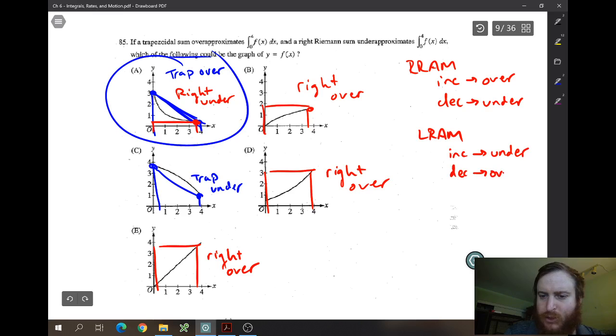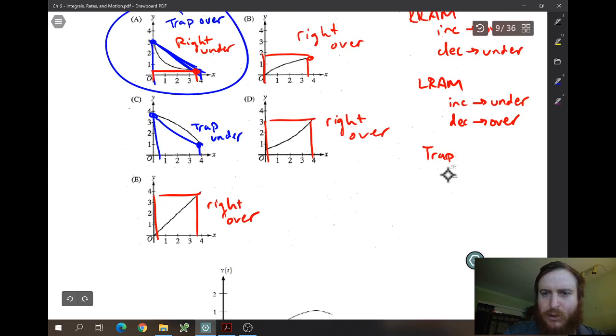I just find that we have so much to memorize in calc already that this isn't worth it to me when it's pretty easy to do it on our own, but I'll leave it up to you, okay? And so trapezoid's concave up, concave down. Whenever we have concave up, that's always going to be over the graph for trapezoid. And whenever we have concave down, that's always going to be under the graph for trapezoid.